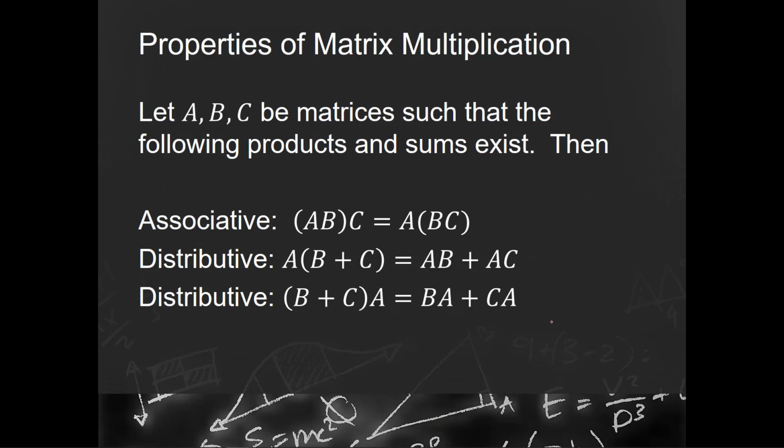However, matrix multiplication is associative. You can actually change the grouping, and that won't change anything. You just can't change the order, but you can change the grouping, and they are distributive. So these two properties do hold.